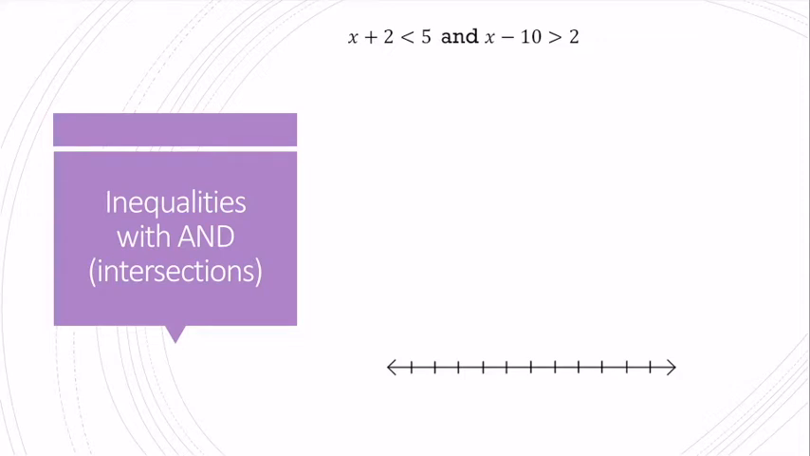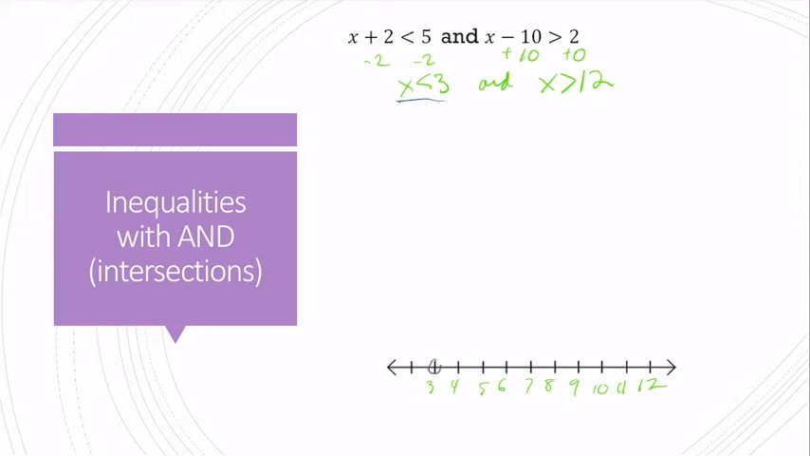Next, let's say I have x plus 2 is less than 5 and x minus 10 is greater than 2. I'm going to go ahead and solve both these linear inequalities separately like I would have before. Then I'm going to go ahead and label my number line. I need to have the numbers between 3 and 12. 3, 4, 5, 6, 7, 8, 9, 10, 11, 12. Oh, it just fits.